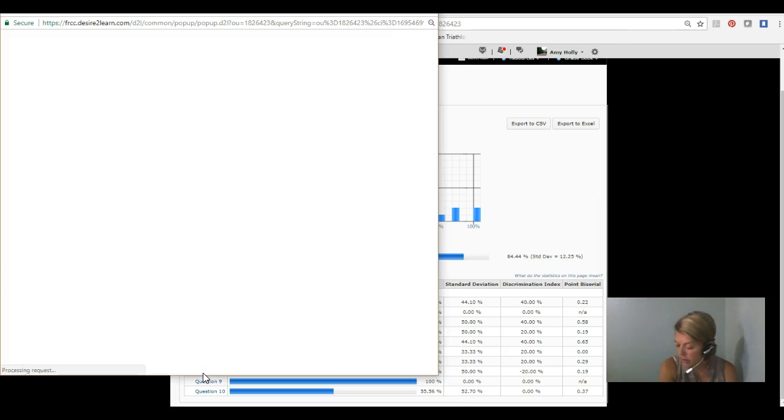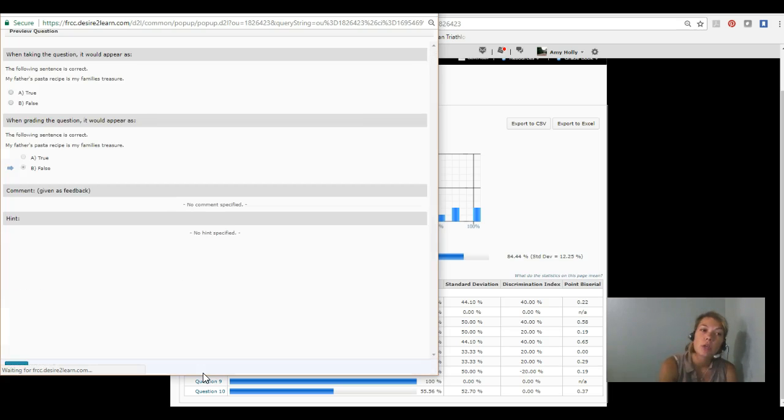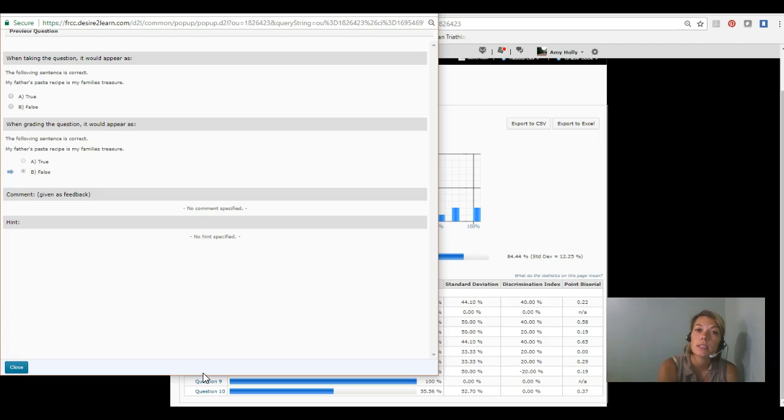Question 8 was kind of a blend of both issues, plural possession and singular possession. So again, you have to figure out which noun in the sentence is doing the possessing. So it says, my father's pasta recipe is my family's treasure. So we have two things that are showing possession here. The family possesses the treasure, the father possesses the pasta. So I just want to point out here, we have an irregular noun, family. You don't just add an S to the end of family to make it plural, you have to make it an IES, which is why it's irregular, unlike the example we saw just a second ago.